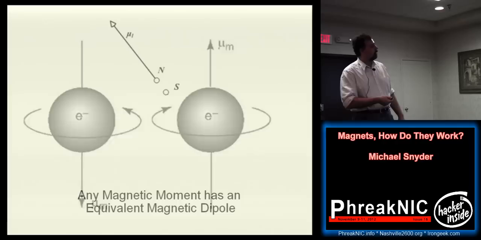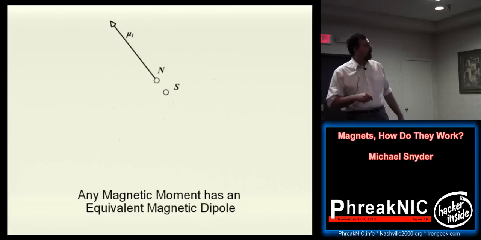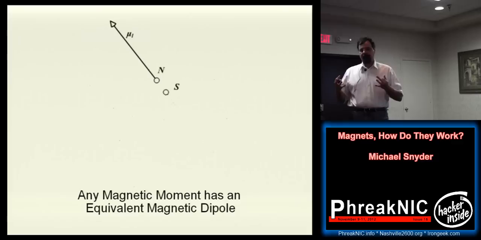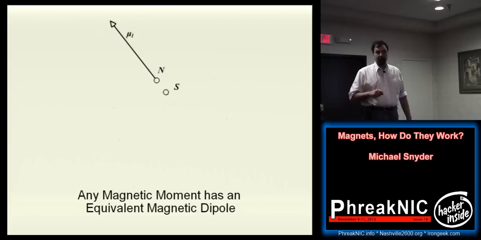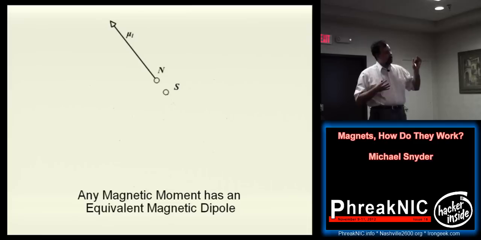Around 1900, we stopped doing classical mechanics, and around 1910, 1920, we started doing quantum mechanics. It turns out that this magnetic vector, this magnetic moment, is a lot easier to calculate than keeping up with two pole locations. So we switched over to magnetic moments. My point is you can always go back and forth. If you have a magnetic moment, you have a magnetic field. If you have a dipole, you can do the math and create a magnetic moment.